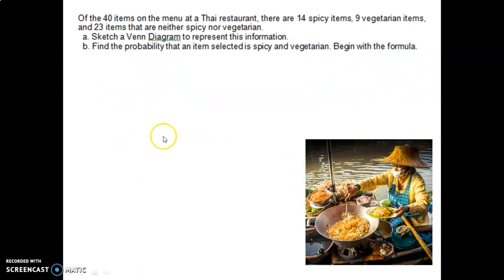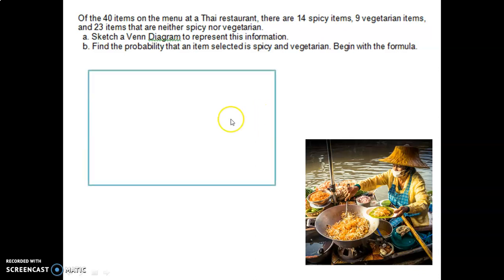Moving on, next problem. This is a good one. We have 40 items on the menu at a Thai restaurant. Of these items, there are 14 spicy items, 9 vegetarian items, and 23 items that are neither spicy nor vegetarian. Begin by drawing a Venn diagram, and then find the probability using the formulas that an item selected is spicy and vegetarian.